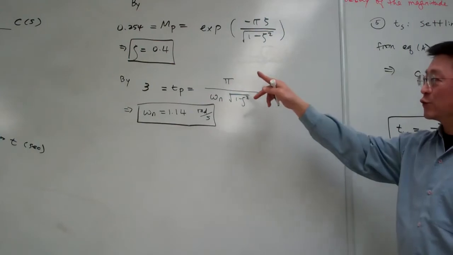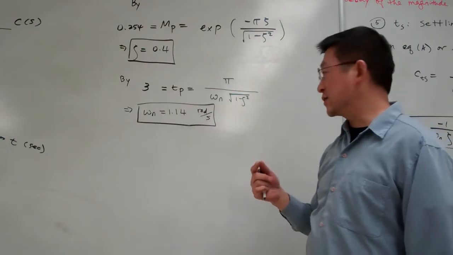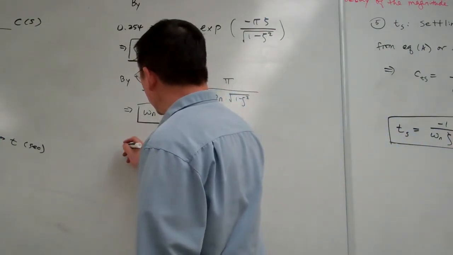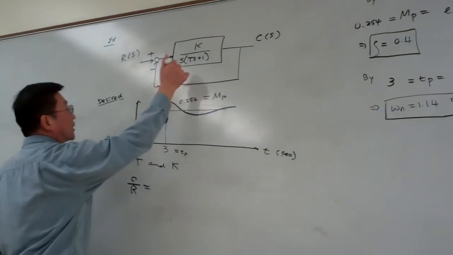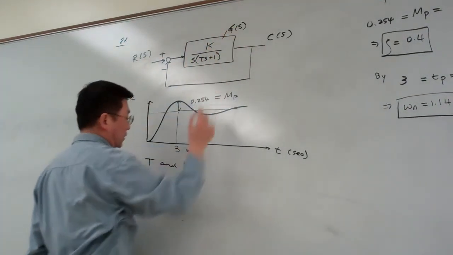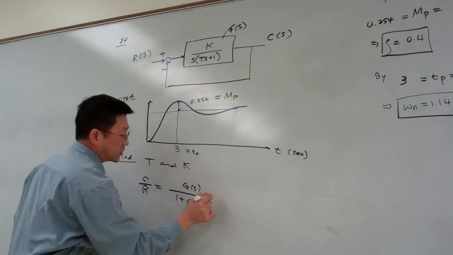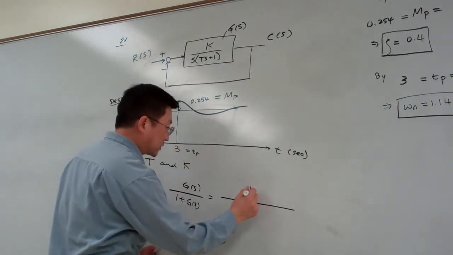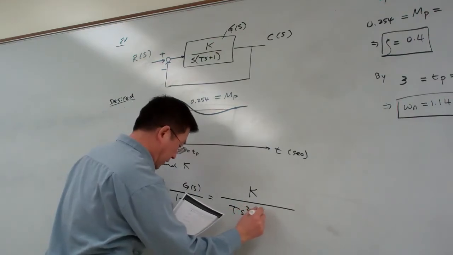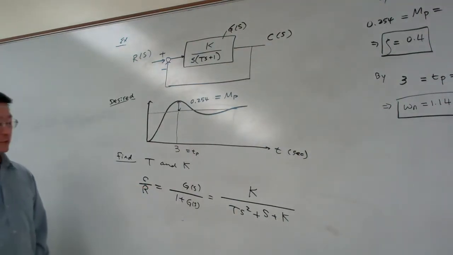Again, what is the relation between zeta and omega n to the real case? Basically, it is this. From here we can determine, sorry, I kind of jumped around, the transfer function for this case. Let me call this G(s). So that is G over 1 plus G(s). This is the transfer function, then we plug in G equal to this one and simplify, the transfer function is K over T s squared plus s plus K. So that is our transfer function.